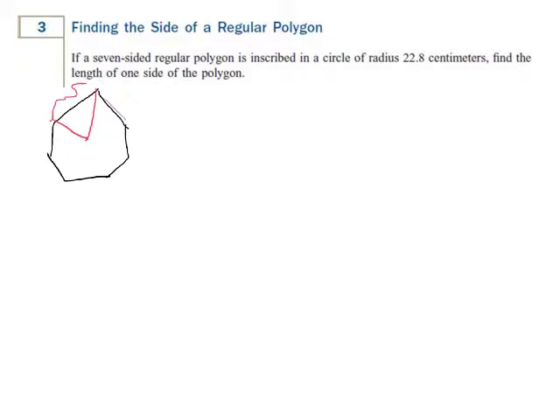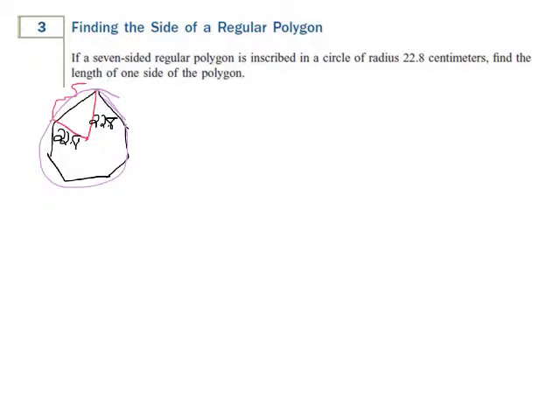Alright, so if a 7-sided regular polygon is inscribed in a circle, so if we had a circle, that means the circle would go all the way around the edges here, and has a radius of 22.8, so this is going to be 22.8 on both sides. Find the length of one side of the polygon.